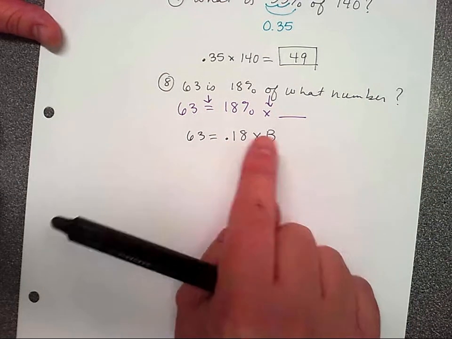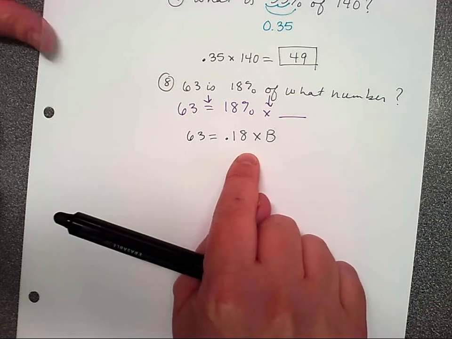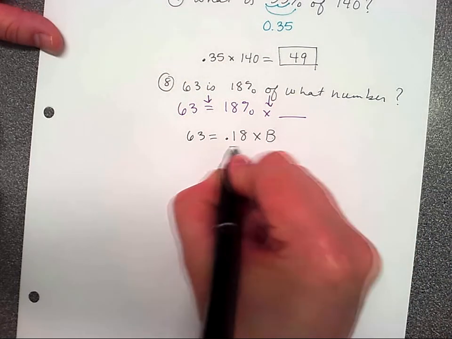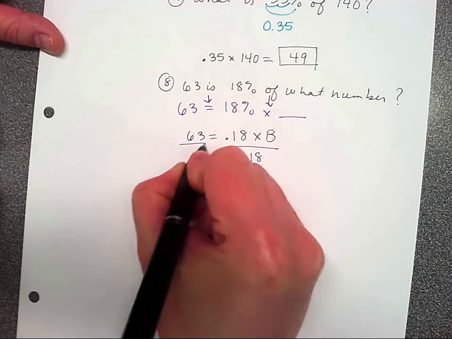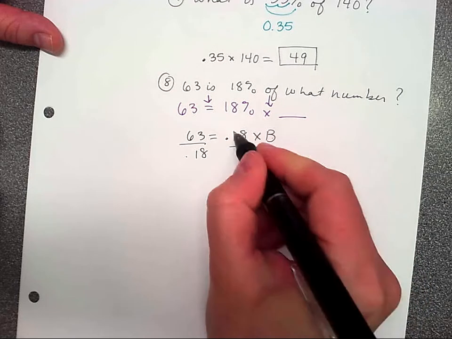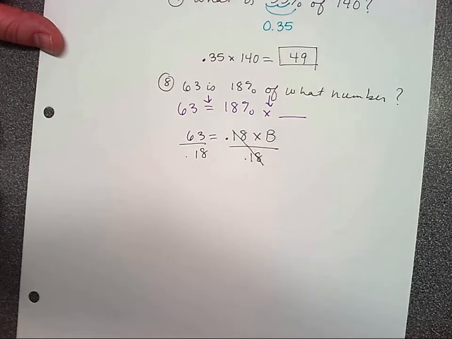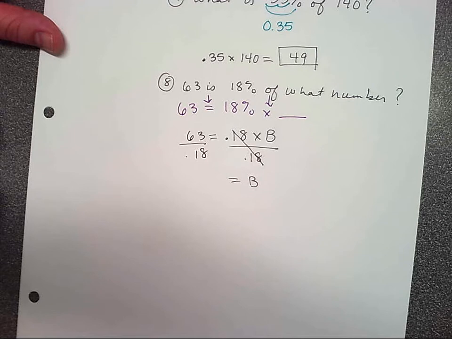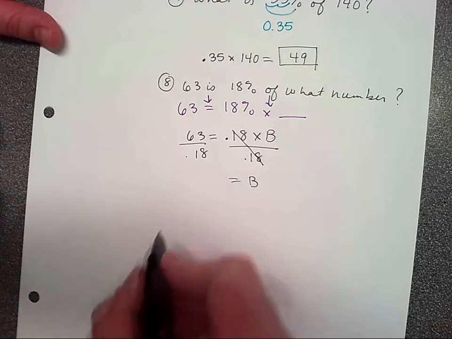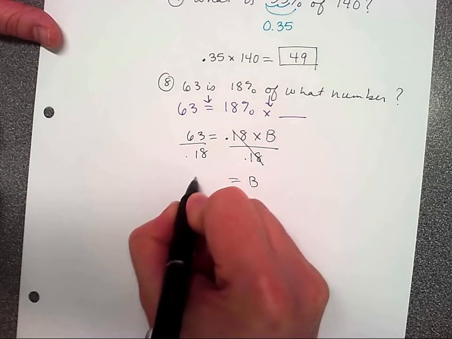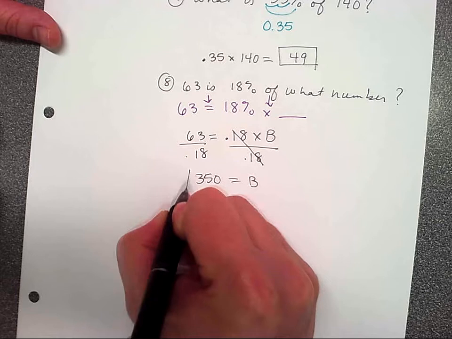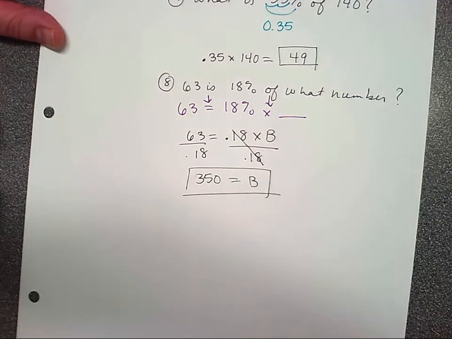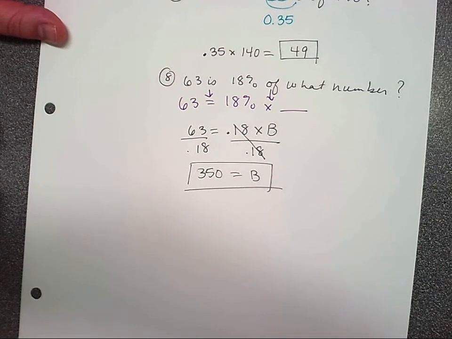Good, so I have 0.18 times B. The opposite of multiplication is division, so I'm going to divide both sides by 0.18, because 0.18 divided by 0.18 is 1. And I want 1B, right? So what does that equal? 350.